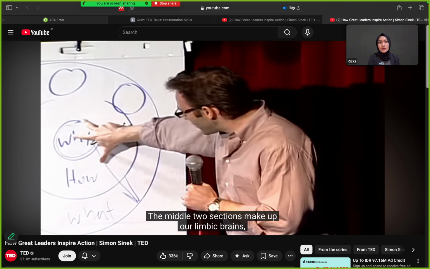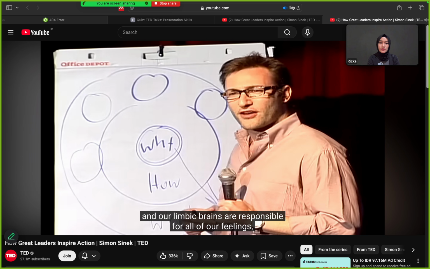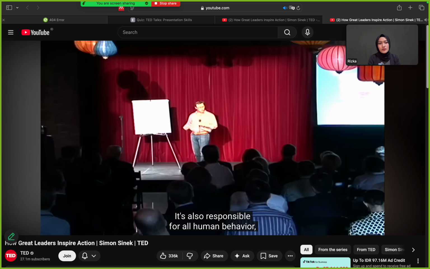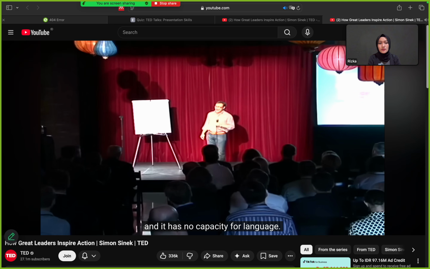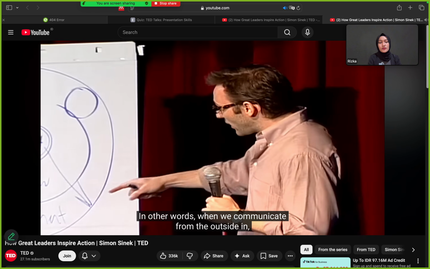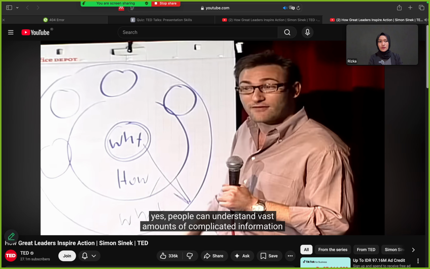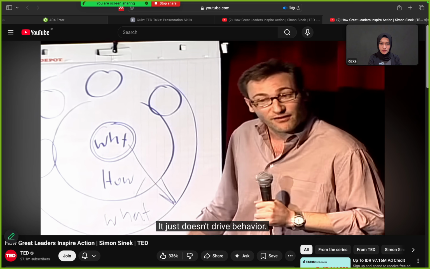The middle two sections make up our limbic brains, and our limbic brains are responsible for all of our feelings, like trust and loyalty. It's also responsible for all human behavior, all decision-making, and it has no capacity for language. In other words, when we communicate from the outside in, yes, people can understand vast amounts of complicated information like features and benefits and facts and figures. It just doesn't drive behavior.